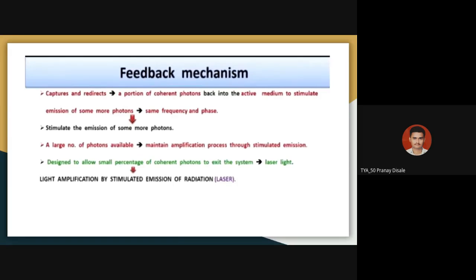That means immediately after the absorption of the photon, as your atom goes to the upper level, immediately or spontaneously it will return back to your ground state. At that time, the emission that is produced, the releasing of the photon, is called the spontaneous emission.